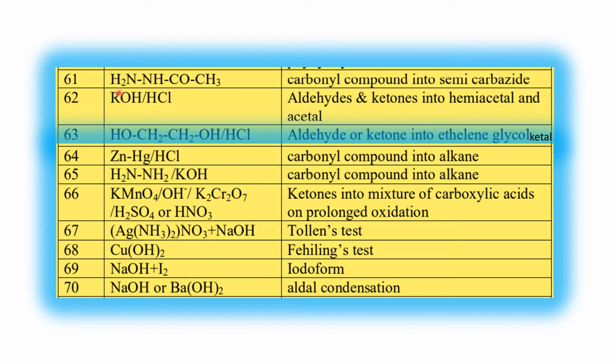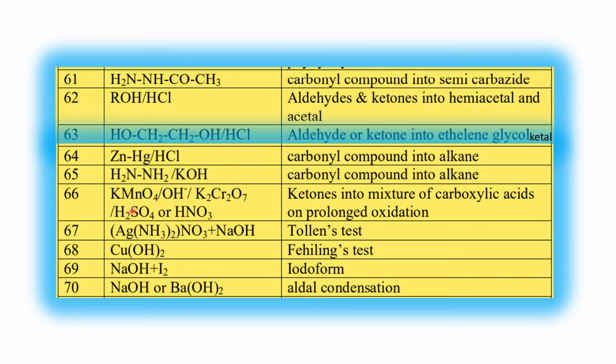The next, NH2CONHNH2, is semicarbazide, which converts a carbonyl compound into semicarbazone. ROH in the presence of HCl converts aldehyde and ketone into hemiacetal and acetal. This one converts into hemiacetal, this is acetal. Here, ethylene glycol in the presence of HCl converts aldehyde or ketone into ethylene glycol acetals and ketals. Zinc amalgam in the presence of HCl converts a carbonyl compound into alkane, and hydrazine with KOH converts a carbonyl compound into alkane also.